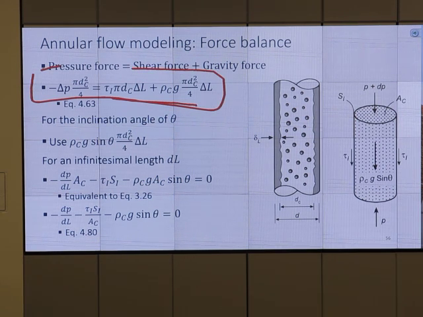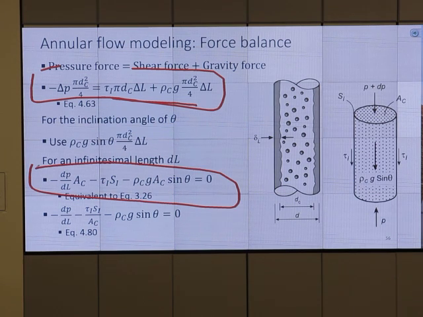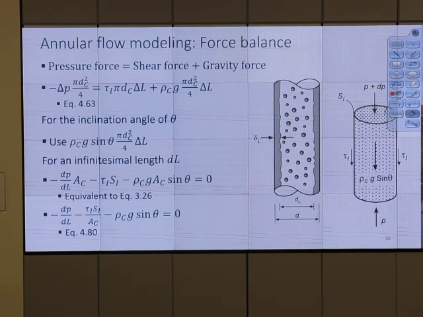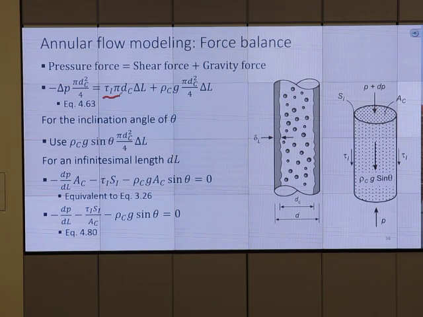Gas core. We do the same thing for the film. Take a look at the sign. This is upward, right? So at the bottom is P, at the top is P plus dP. Up is positive, so P minus (P plus dP). So the force that goes up is balanced by the force that goes down, which is tau and rho g, right? That is for the core.